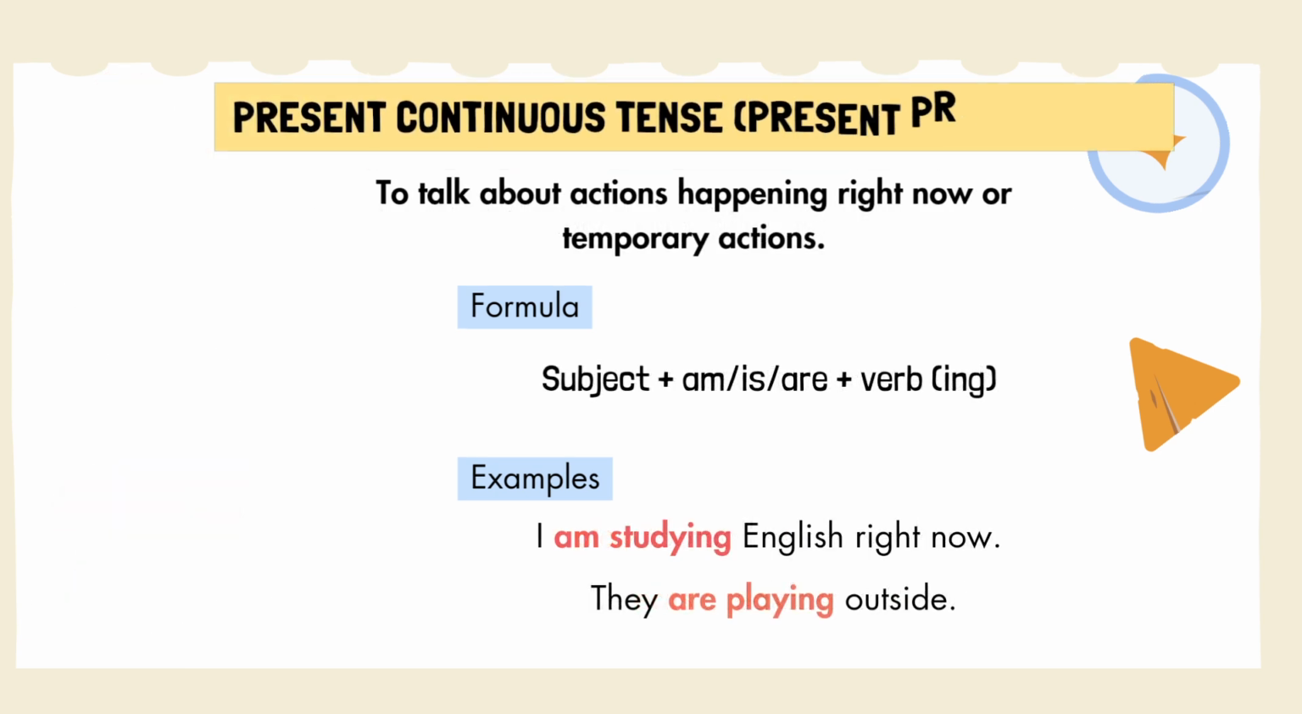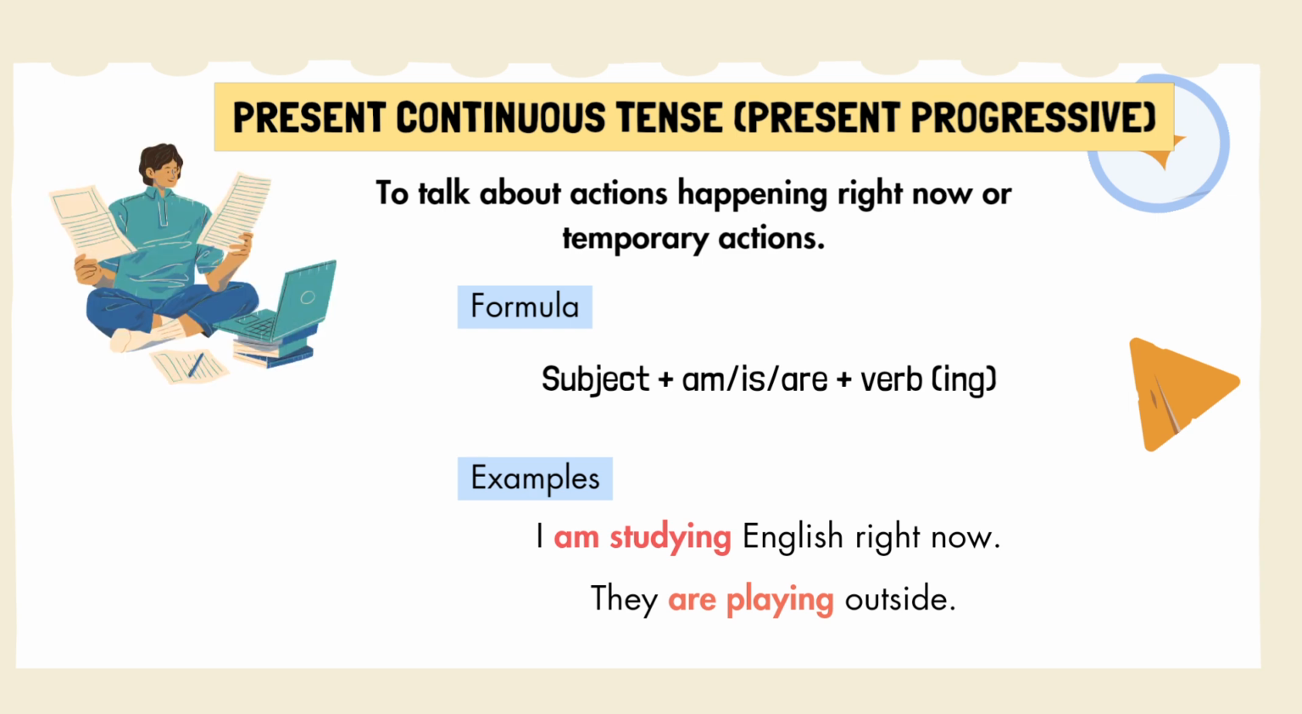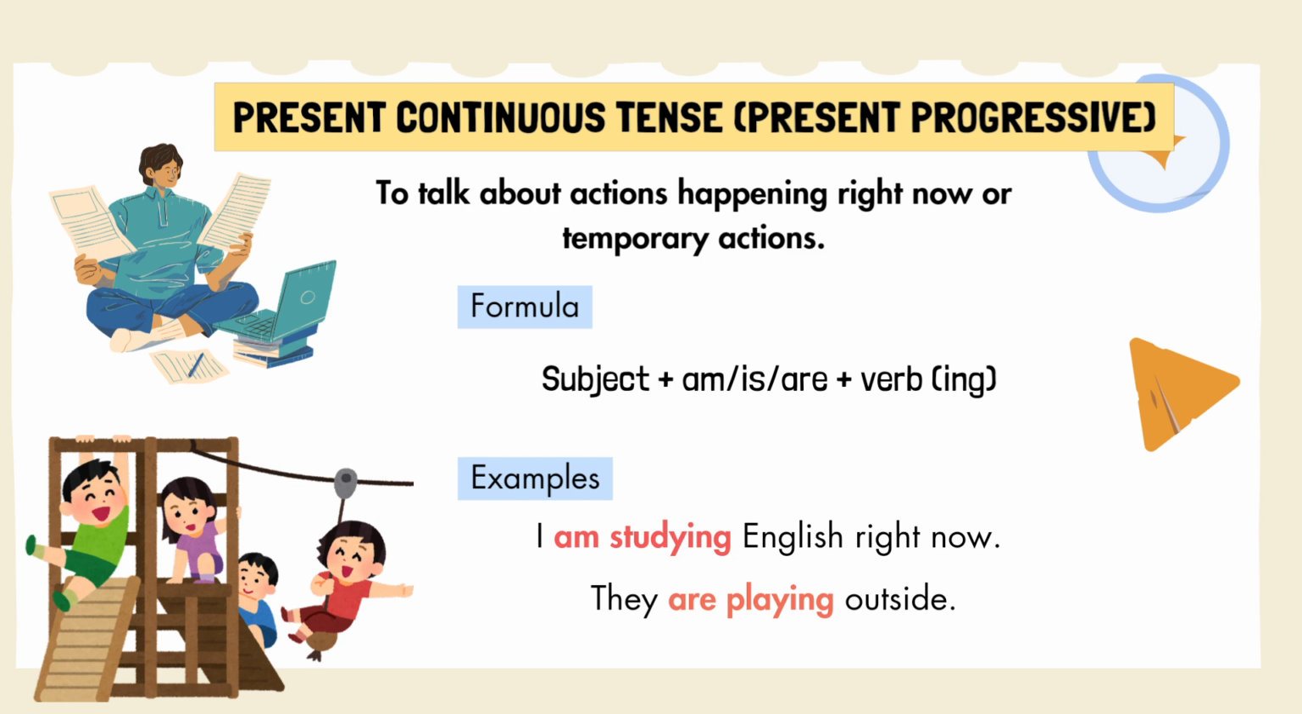Next is present continuous, to talk about actions happening right now, or temporary actions. Formula is subject plus am, is, or are plus verb, ing. For example, I am studying English right now. They are playing outside. Notice how we add am, is, or are with the verb ending in ing. That's the trick.